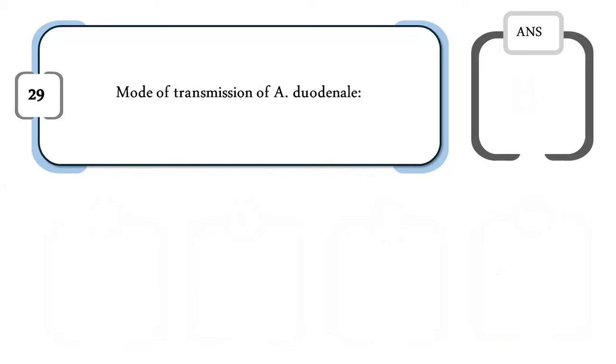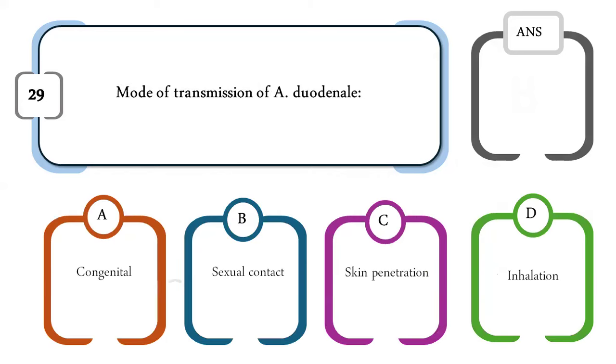Next question, mode of transmission of Ankylostoma duodenale, that is, mode of transmission of hookworm. Option A, congenital, that means by birth. Option B, sexual contact. Option C, skin penetration. Option D, inhalation. Here the right answer is option C, skin penetration. The Filariform larva can enter the host by penetration of the unbroken skin.